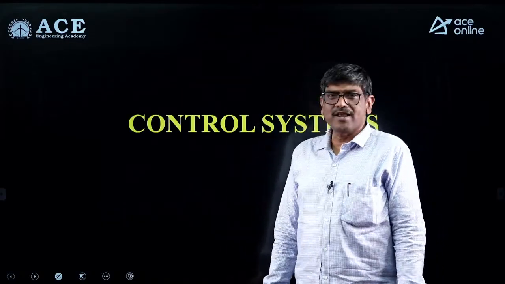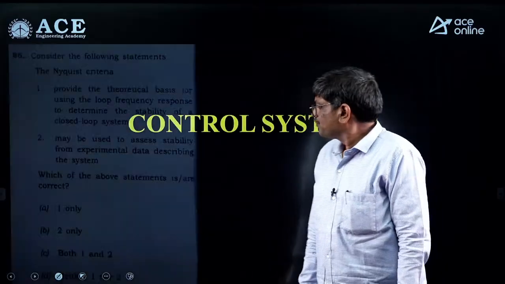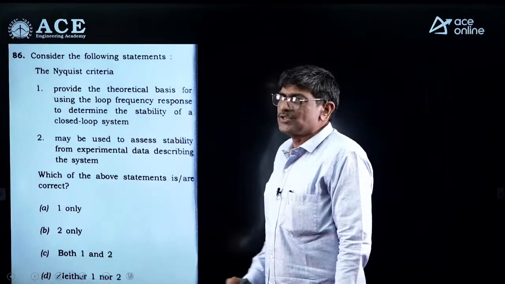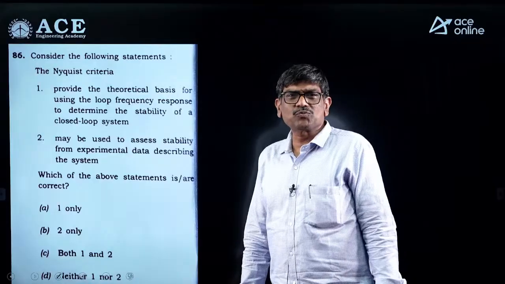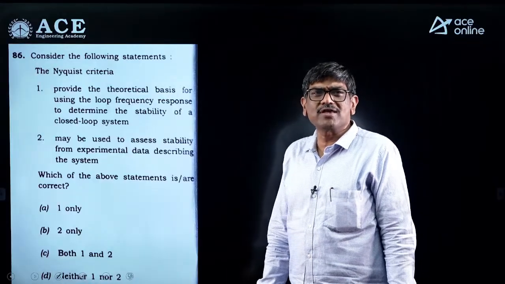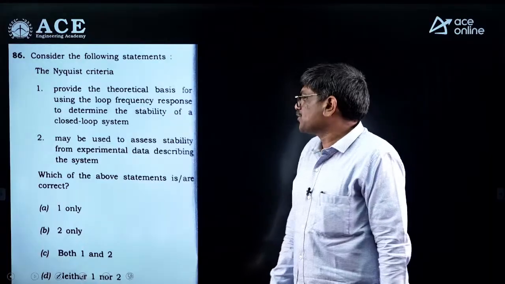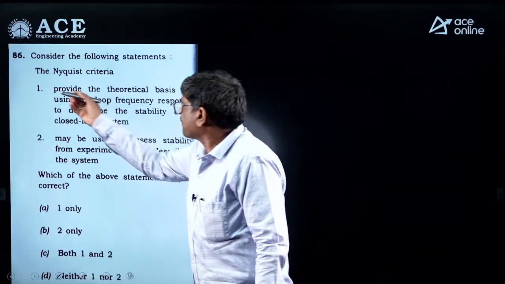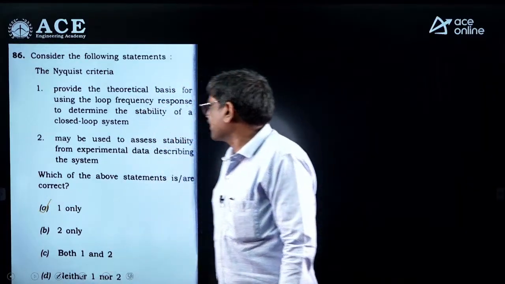Control systems asked 9 questions, all are easy. So the Nyquist plot, we know it. Nyquist plot is a what? Frequency response plot. It is just converting the Nyquist contour into the GH plane. It is a frequency response plot. That means 1 is correct. Answer A is correct.